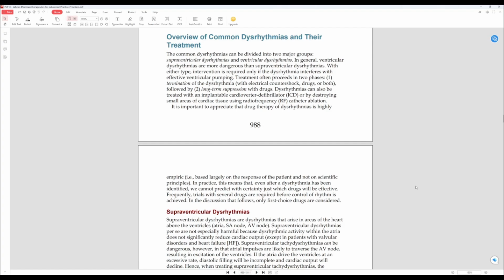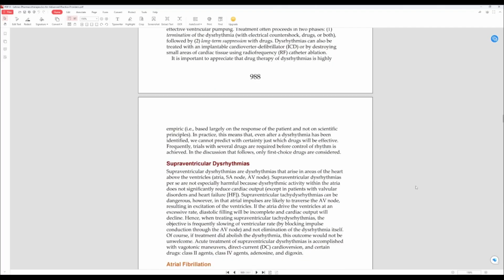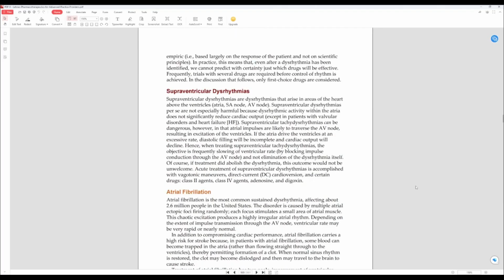Dysrhythmias can also be treated with an implantable cardioverter defibrillator, or ICD, or by destroying small areas of cardiac tissue using radiofrequency catheter ablation. It's important to appreciate that drug therapy of dysrhythmias is highly empiric. In practice, this means that even after a dysrhythmia has been identified, we cannot predict with certainty just which drugs will be effective. Frequently, trials with several drugs are required before control of a rhythm is achieved. In the discussion that follows, only first-choice drugs will be considered.